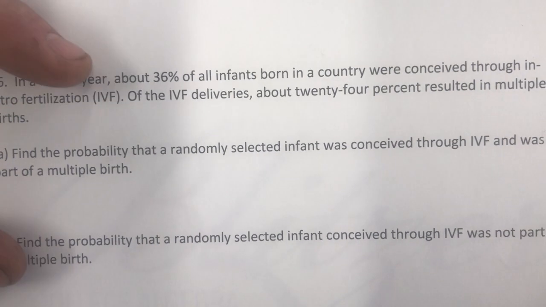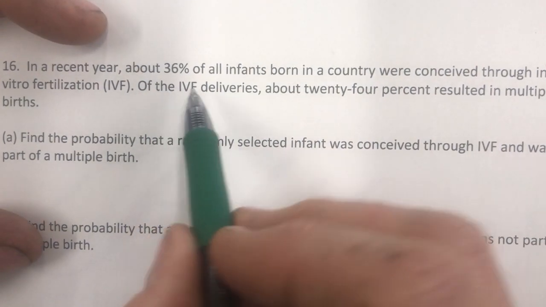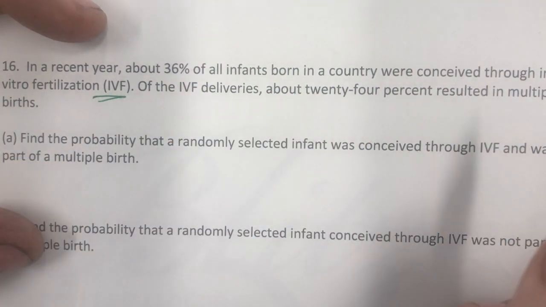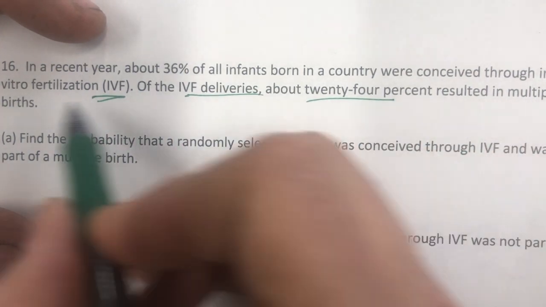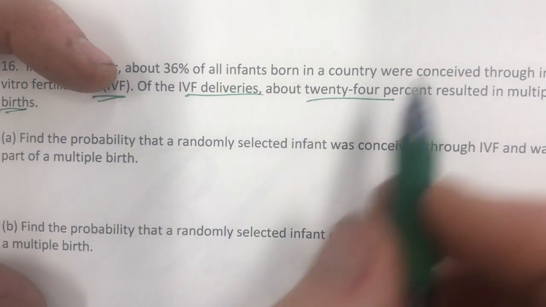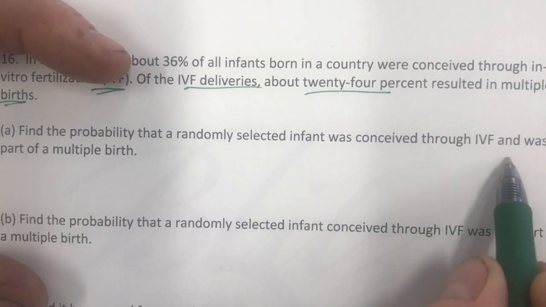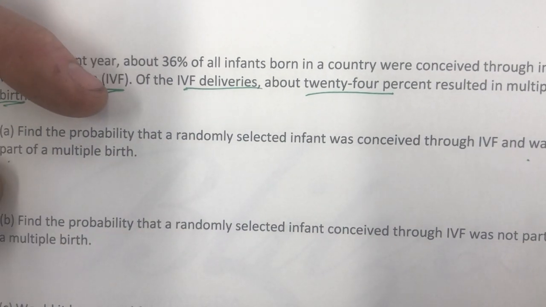Last one, number 16 here. Okay. In recent years, about 36% of all infants born in the country were conceived through in vitro fertilization. Of the IVF deliveries, about 24% resulted in multiple births. Find the probability that a randomly selected infant was conceived through IVF and was part of multiple birth. Okay.